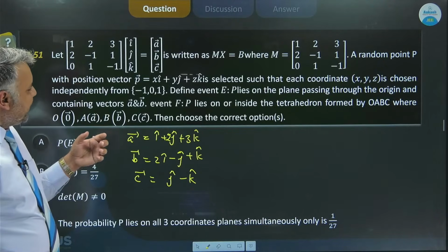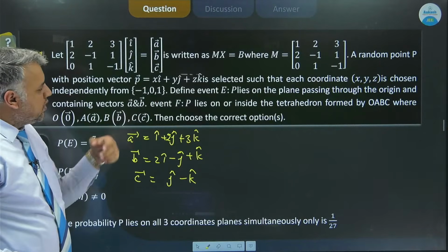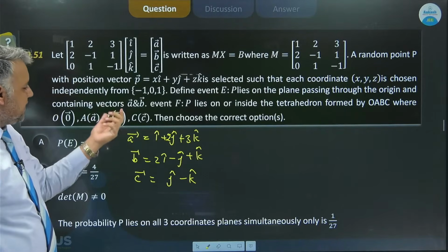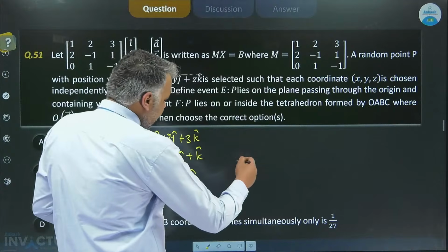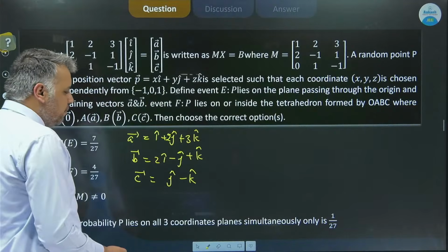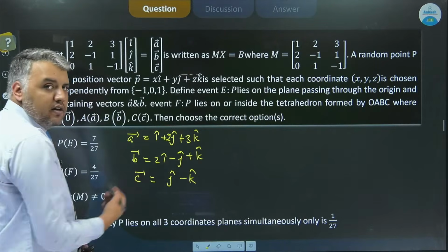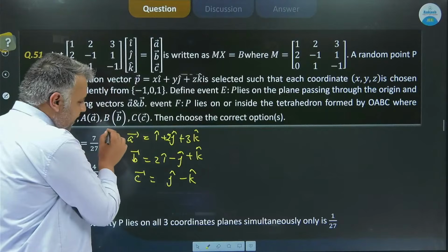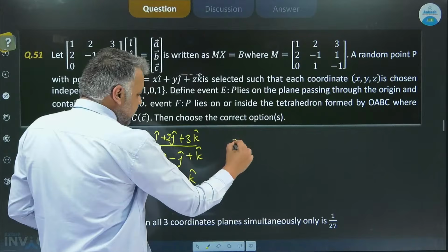Now we have to find the probability that x, y, z chosen from this lies on the plane which contains the origin and the vectors A and B. So basically we have to find the equation of the plane which contains 0, 0, 0, 1, 2, 3 and 2, minus 1, 1. So if we write A vector as this, the normal to the plane must be A cross B.